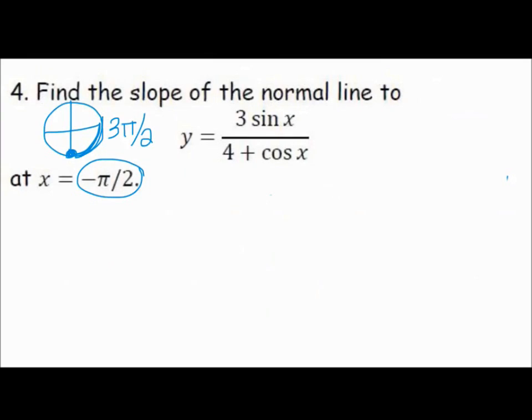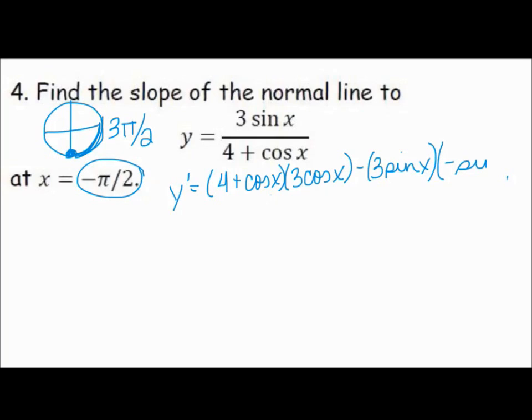Alright, so let's go ahead and quickly take our derivative. So y prime is equal to low, which is 4 plus cosine x, times the derivative of my high, which is 3 cosine x, minus my high, 3 sine x, times the derivative of my low, which is negative sine x. And this is all over low, low, which is 4 plus cosine x squared.